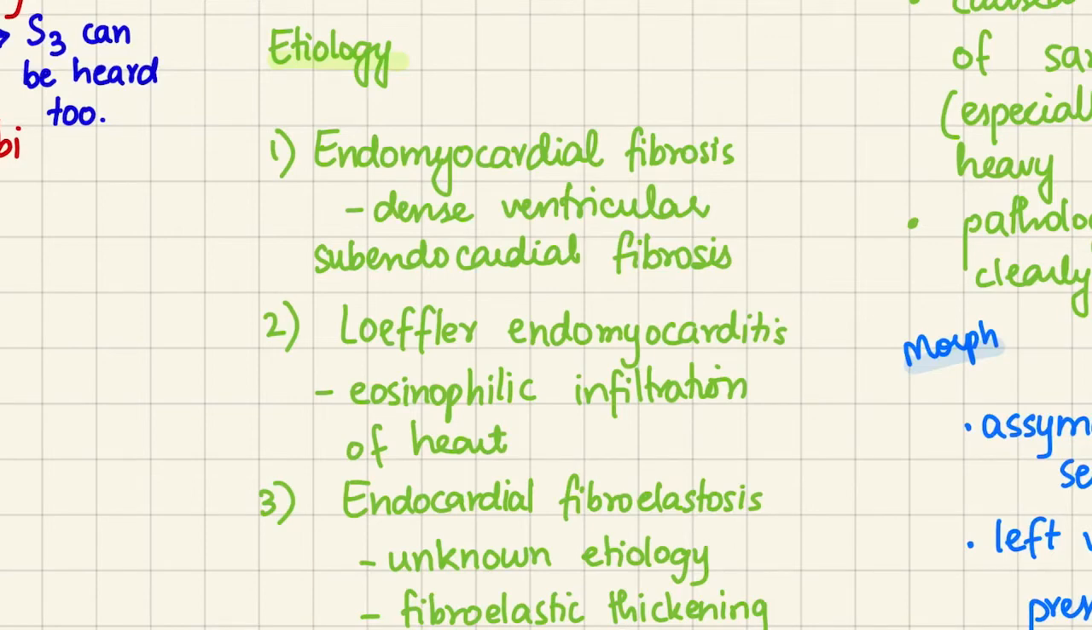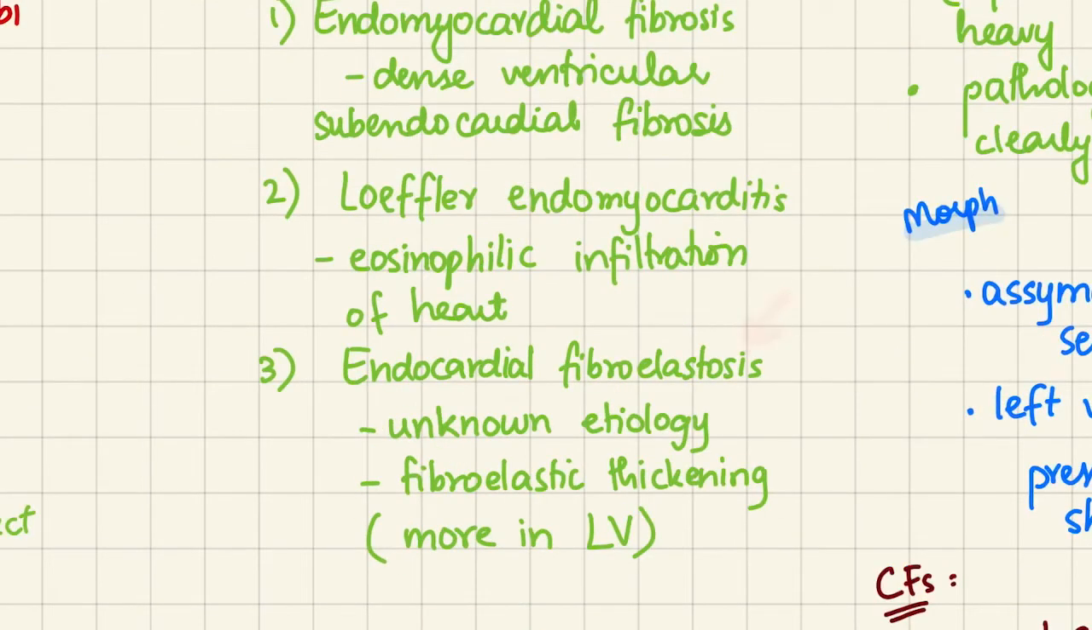Next, we have Loeffler syndrome, and in this case, we have Loeffler's endomyocarditis. It is actually similar to endomyocardial fibrosis morphologically. But in this case we have peripheral eosinophilia, and eosinophils are going to go and infiltrate the heart. We know that eosinophils have many toxic products which when released will cause damage to the heart, inflammation, and all that sequelae. And lastly, we have endocardial fibroelastosis.